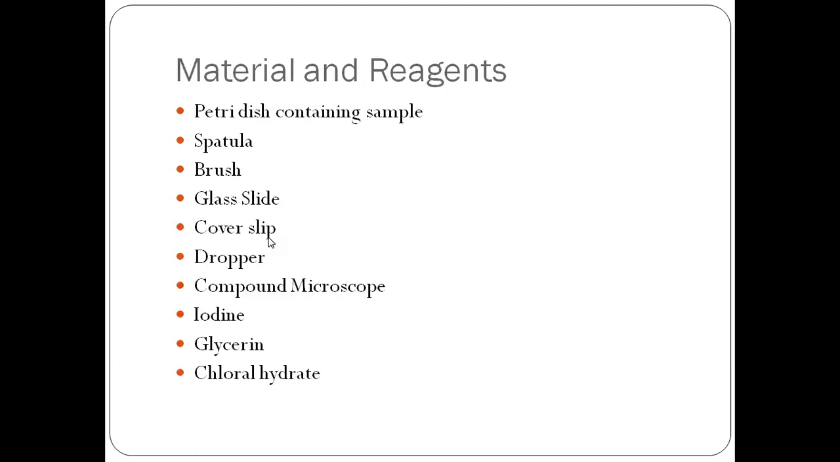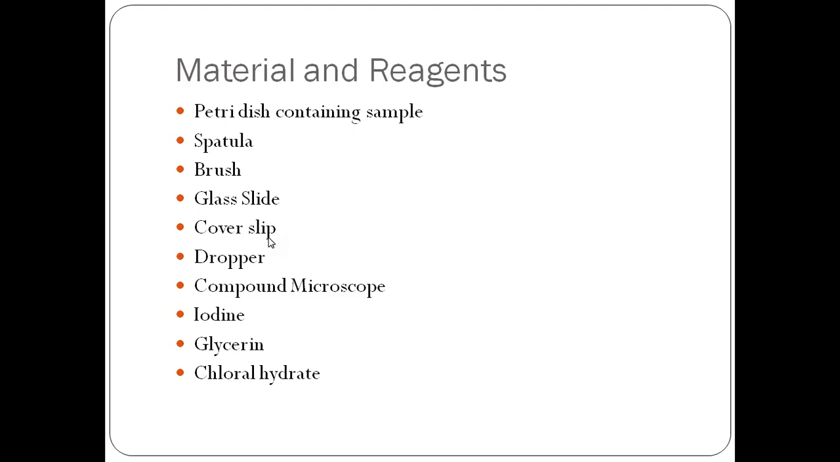Now coming toward the powder microscopy. First of all, we will discuss the materials and reagents that will be used to make the slide of our sample. The first one is the sample, obviously a petri dish containing the sample. Then we need a spatula or a needle. A brush is required. To make the slide, obviously we need a glass slide, and to cover it we need a cover slip. A dropper, with the help of which we will add the reagent onto the slide.